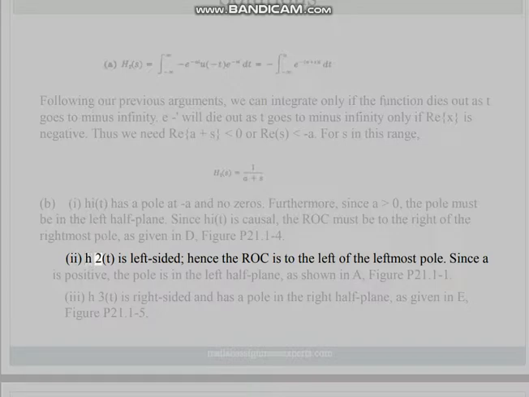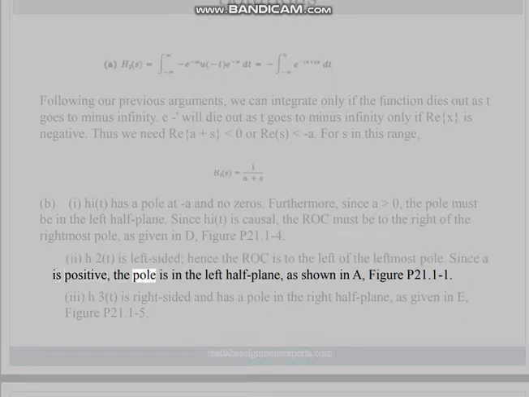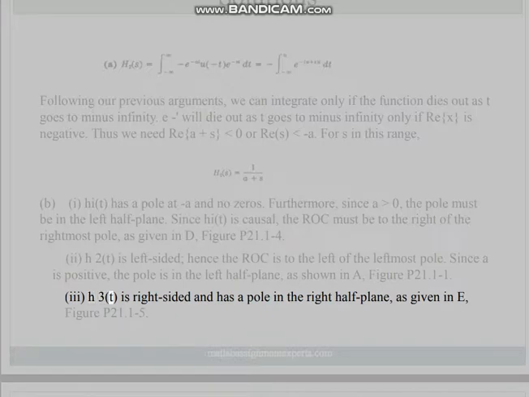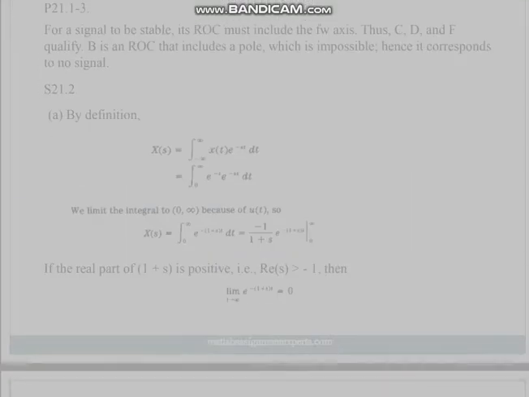2. h2(t) is left-sided, hence the ROC is to the left of the leftmost pole. Since a is positive, the pole is in the left half plane, as shown in A, figure P21.1-1. 3. h3(t) is right-sided and has a pole in the right half plane, as given in E, figure P21.1-5. 4. h4(t) is left-sided and has a pole in the right half plane, as shown in C, figure P21.1-3.